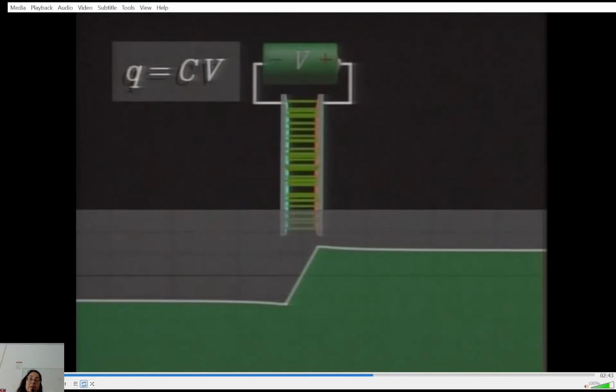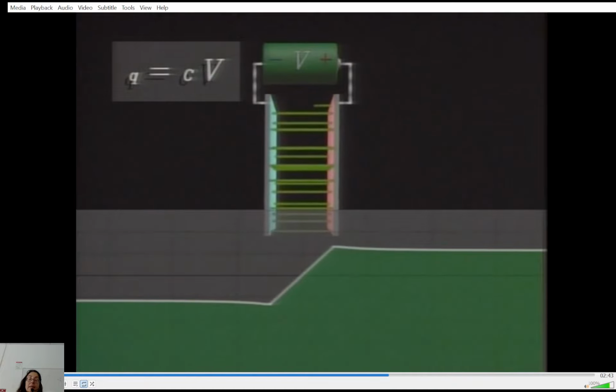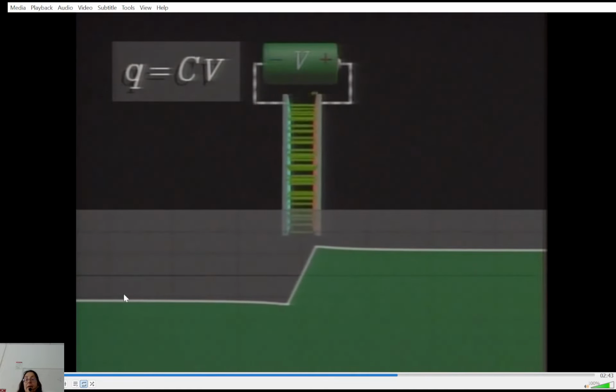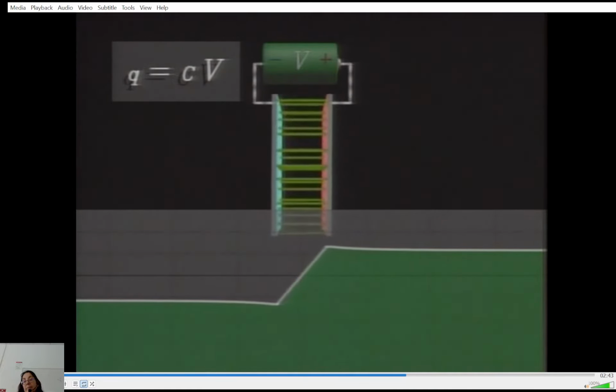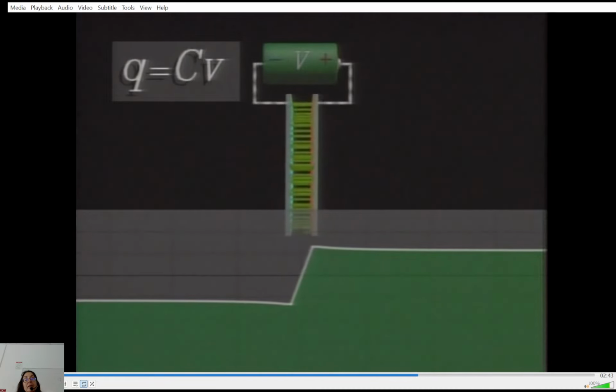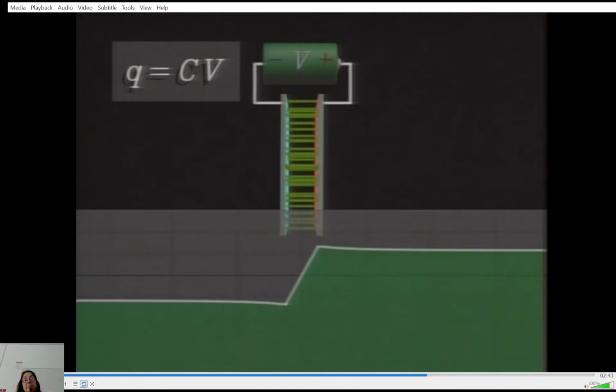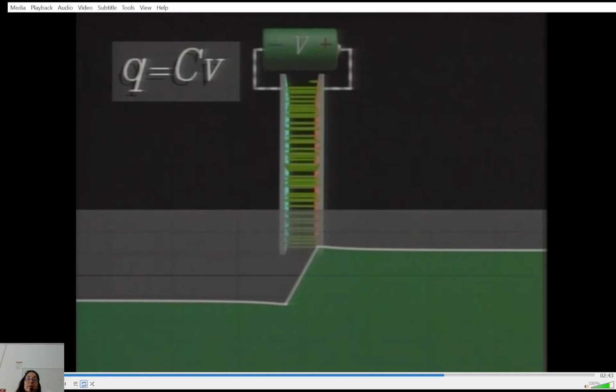If the voltage is held constant by a battery, the charge, and therefore the capacitance... See, the capacitance depends only on the geometry. It changes inversely as the distance between the plates and is proportional to the area of the plates.